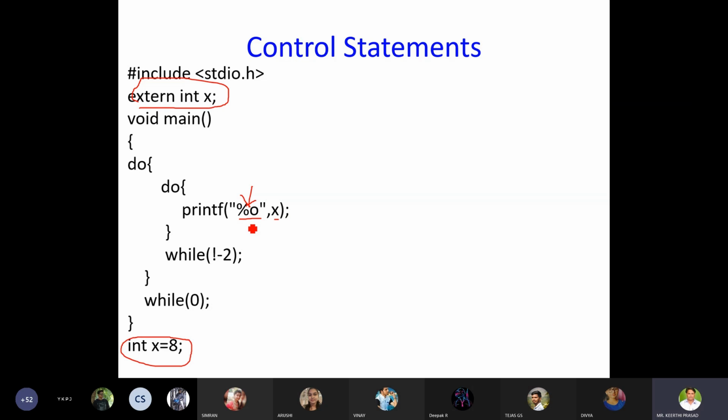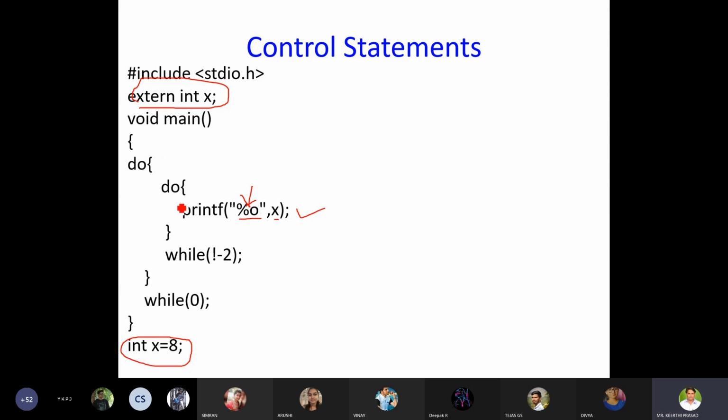Okay, what result are you expecting here? At least tell me how many times the printf statement will get executed. How many times? Because we have a nested loop: a do while within another do while. How many times will printf get executed? One time, sir. Exactly, only one time. Let us try to understand how.